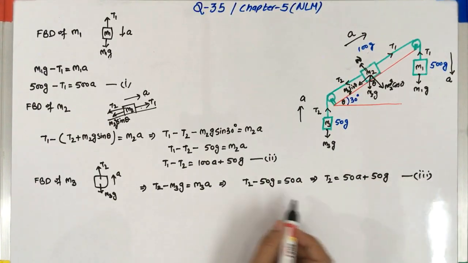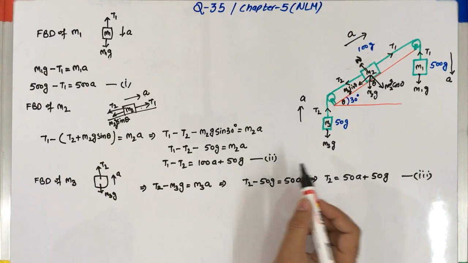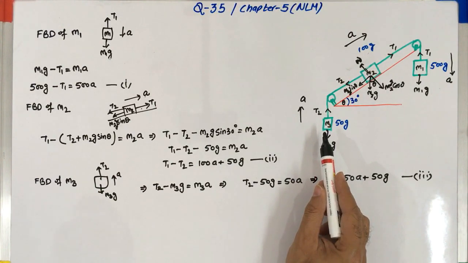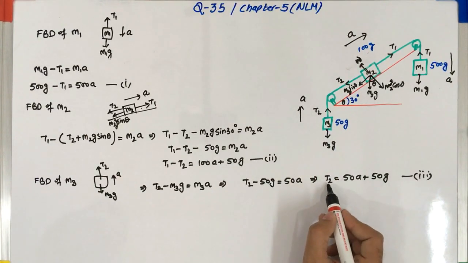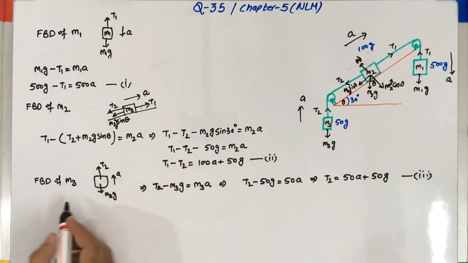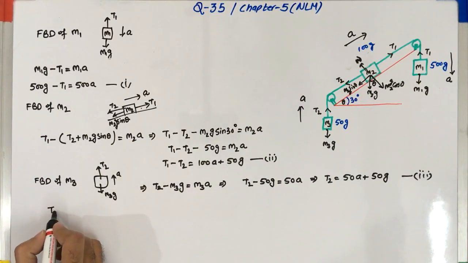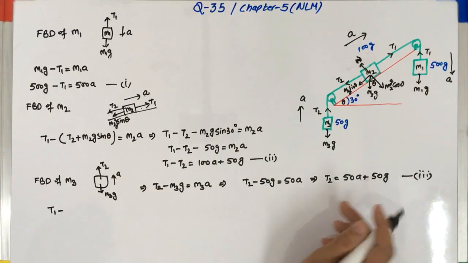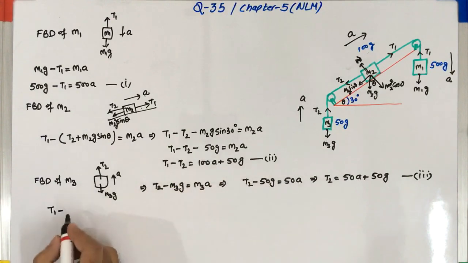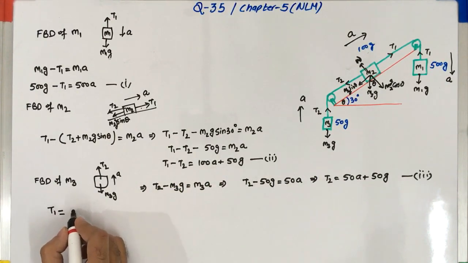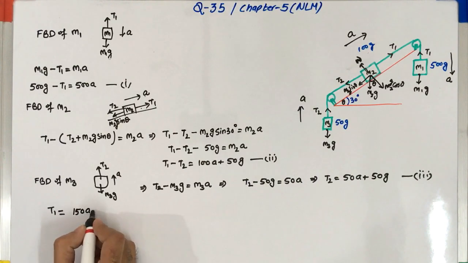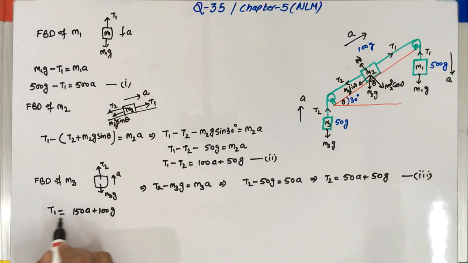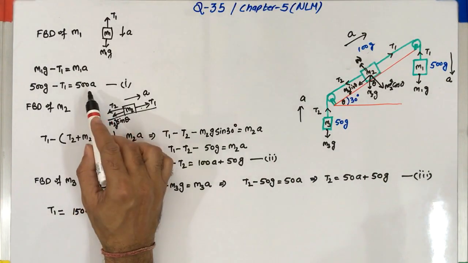Now our aim is to solve these three equations, and we will get the values of T1, T2, and obviously the acceleration also. Putting the value of T2 in equation number 2, T1 minus the value of T2, which is 50A plus 50G, taking it to the right-hand side, T1 becomes 150A plus 100G.